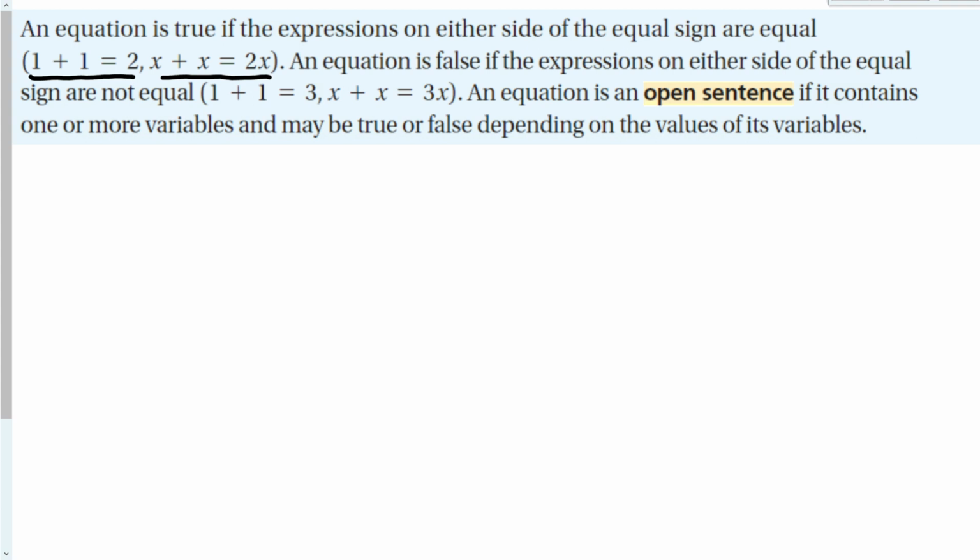An equation is false if the expressions on either side of the equal sign are not equal, like 1 plus 1 is equal to 3, x plus x is equal to 3x. Neither one of those is true. An equation is an open sentence if it contains one or more variables and could be true or false depending on the values of the variable.